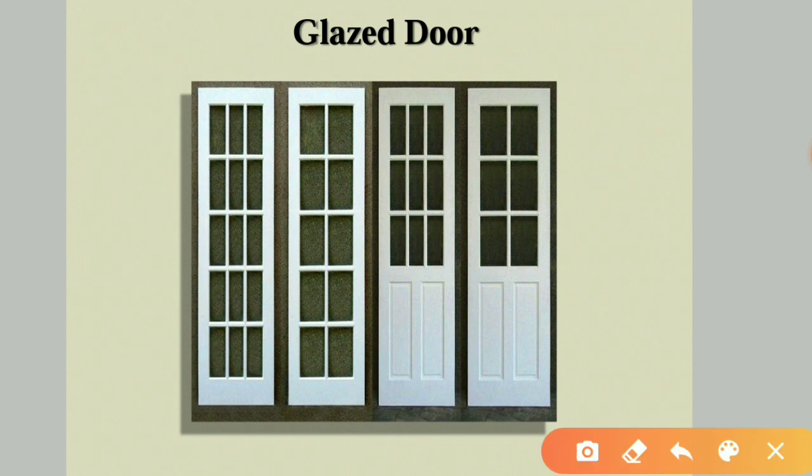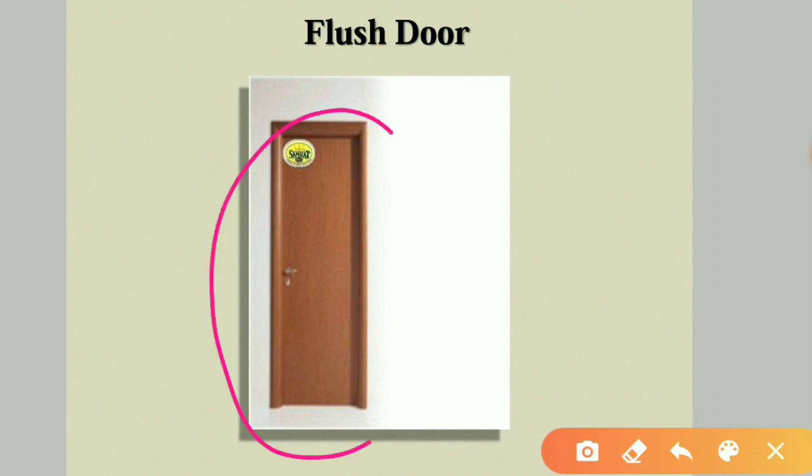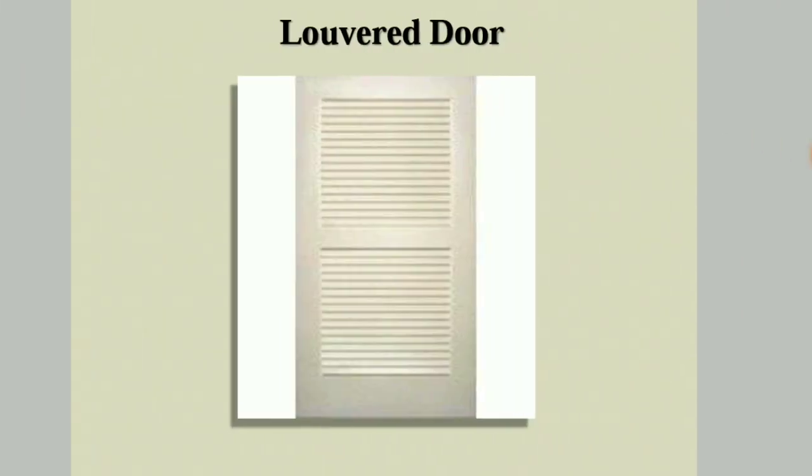Glazed door. Glazed door means in between panels, instead of panels we'll be using glass pieces. Glass pieces are used in the frames, then it is called glazed door. Flush door. Flush door means single unit, single door. As a single door if you are making, then it is called flush door.